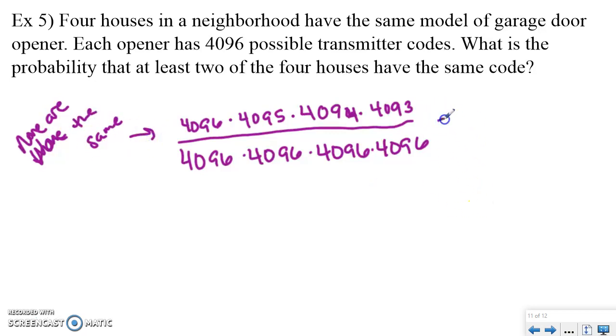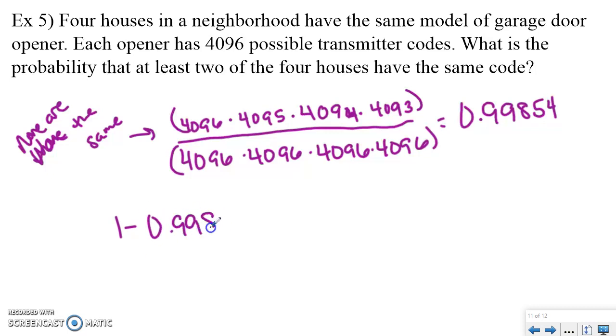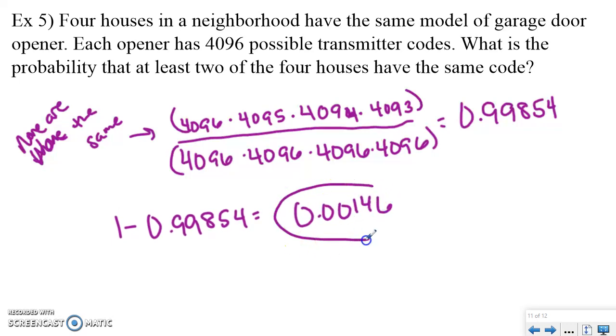Okay, so if I multiply all that out, I'm going to type all this in my calculator, the top divided by all of this in the bottom, I get about 0.99854. Okay, so this is the probability that none of their garage door codes are the same. So to figure out the probability that at least 2 of them have the same code, I'm going to subtract that from 1 and use the complement, which gives me 0.00146. So that's a very slim chance there that they would end up with the same garage code.